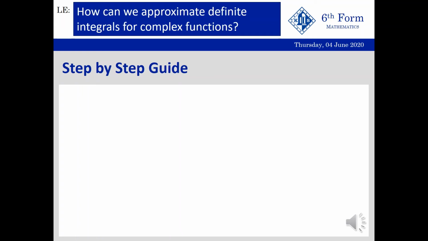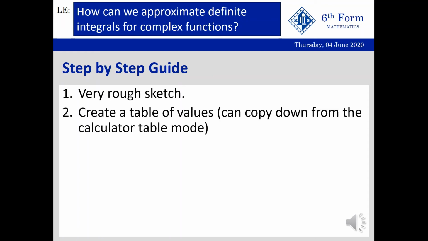So my recommendation for a step-by-step guide: do a rough sketch just to help you figure out what values you need to work out, how many strips you're doing, what x values you'll need to use. That should help you solve all those details. Create a table of values. You can use your calculator table mode. Sometimes it's actually quicker to just keep them exact and keep them as roots. It depends on the particular question.